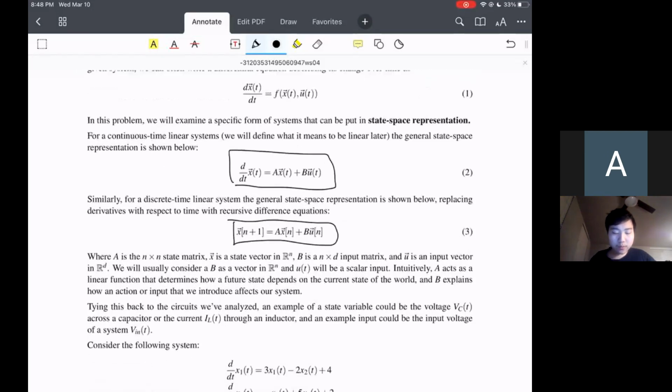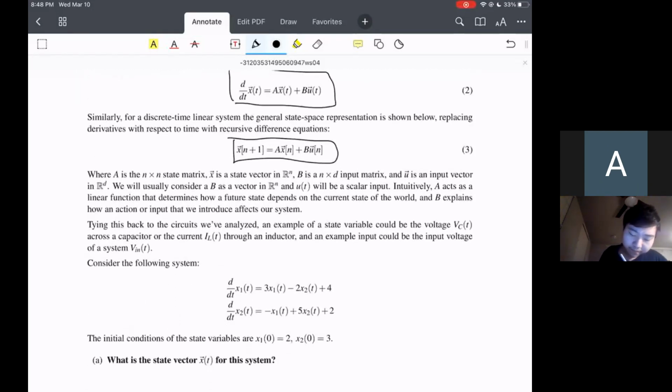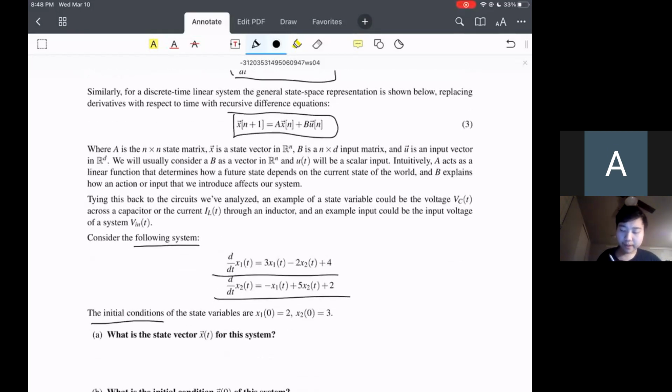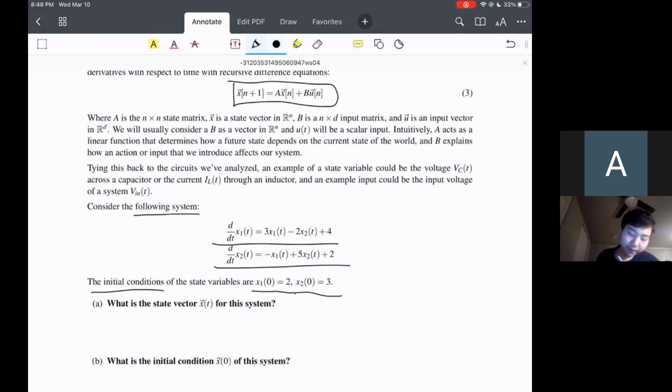Okay, so now we want to consider the following system with these two differential equations and this initial condition, where x1 of 0 is equal to 2 and x2 of 0 is equal to 3. So what is the state vector for this system? As we have explained earlier, when we are faced with multiple state variables, we just concatenate them into a single vector. So we say x of t is equal to x1 of t, x2 of t. That captures the whole state of the entire system.